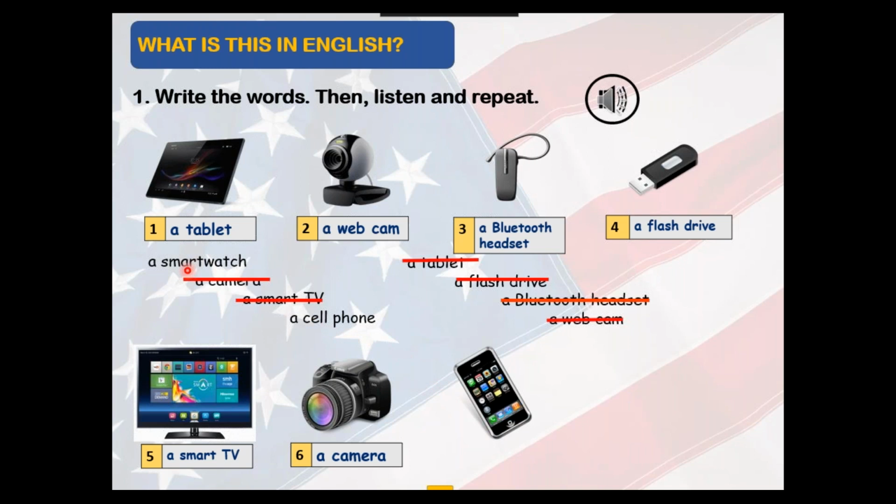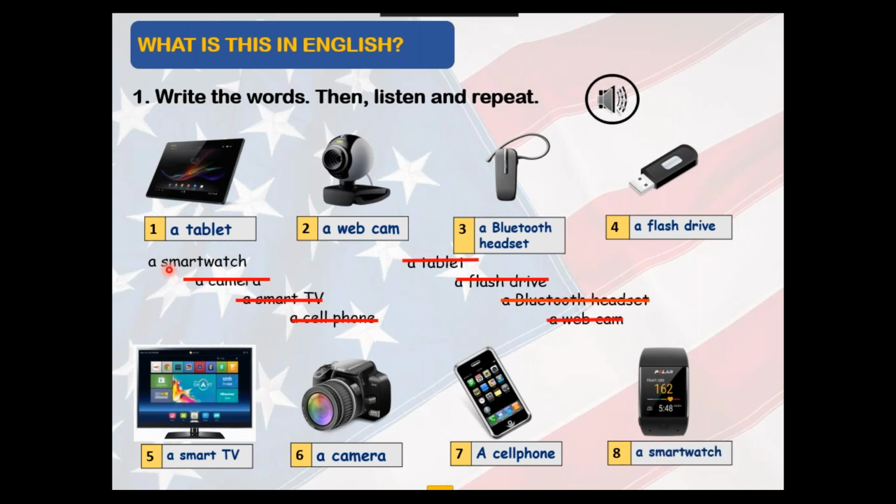It is a cell phone. Yes, a cell phone. We cross out the cell phone. And finally, what is this in English? It is a smartwatch. Perfect. Excellent. This is the vocabulary.